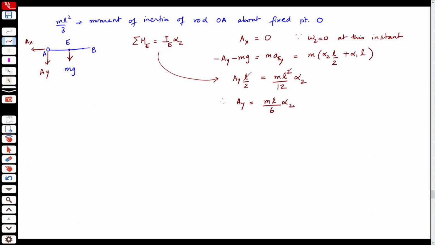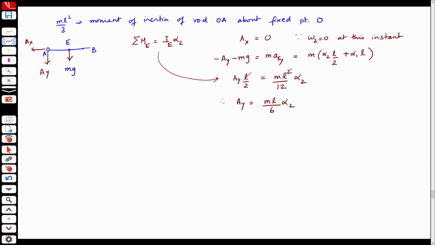This is AY. So essentially, for each free body I have 3 equations. AY causes a moment about E in a counterclockwise manner, which is positive. I am taking counterclockwise positive. So I have 6 unknowns that I can solve for, since each rigid body has 3 equations. The 6 unknowns I solve for are OX, OY, AX, AY, alpha 1 and alpha 2.